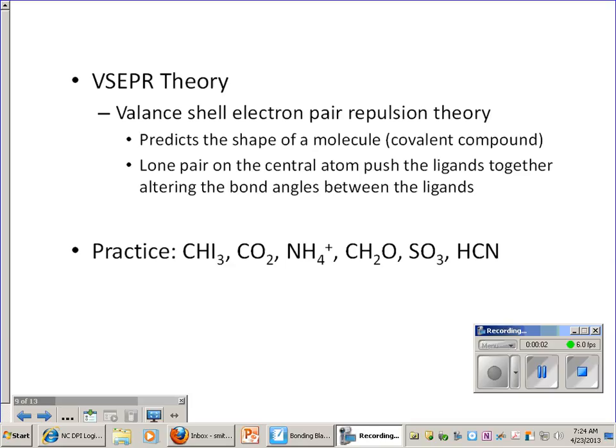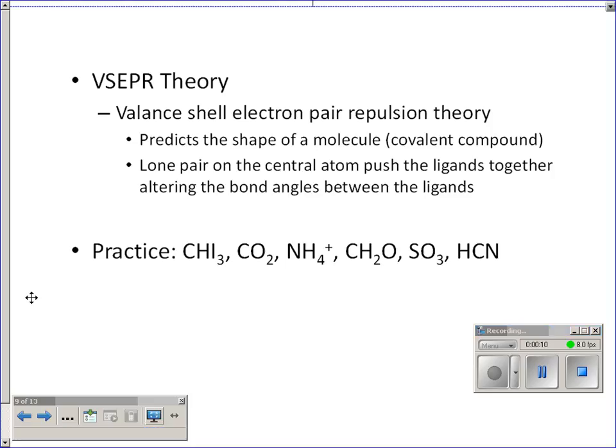Alright, so the last little piece to molecular bonding is VSEPR theory. And VSEPR theory only applies to molecular compounds. It only applies to nonmetals and nonmetals. And what this says is that we can predict the shape of a molecule based on lone pairs and ligands.